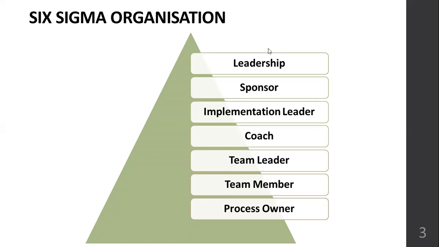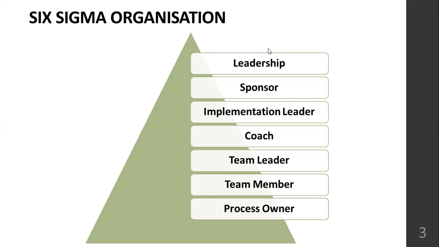Again, the implementation leader may not have in-depth knowledge about Six Sigma, but they will make sure that the project gets over at the right time, with no hiccups in between. And because of the presence of the implementation leader, the team members will feel accountable to do their part at the right time. So that is the role of the implementation leader.